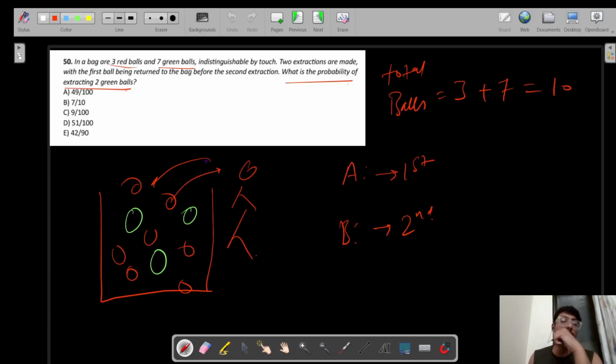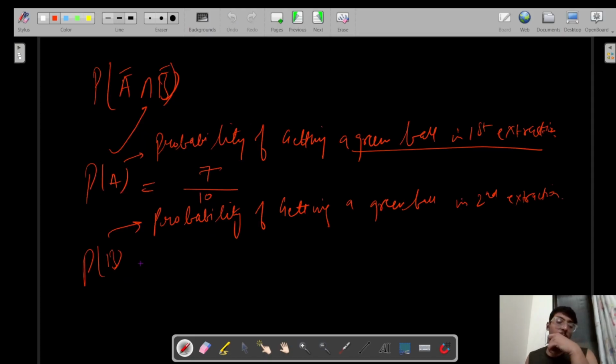And suppose the person took a ball out, checked the color, and then put it back, so the total number of balls for the second extraction is also 10, right? And the number of green balls is still the same, so we want that the second time also the ball extracted is a green ball, right? So the probability will be nothing but 7 by 10, right?